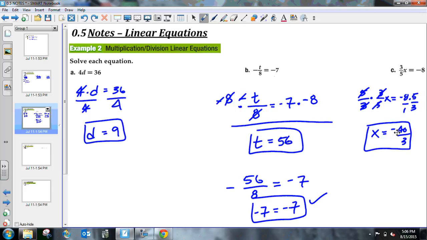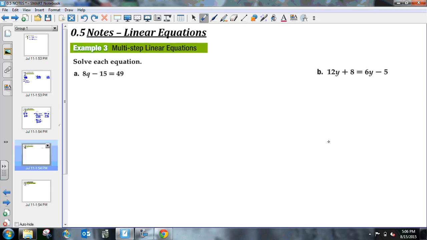Now that can be written as a decimal, but we're just going to leave it as a fraction. Remember, guys, fractions are your friend. They're always going to be there for you. It's okay to have answers like this. It's completely fine in math. You're not always going to have nice even numbers that work out. Typically you'll have a fraction every now and then. Let's take a look at example 3.